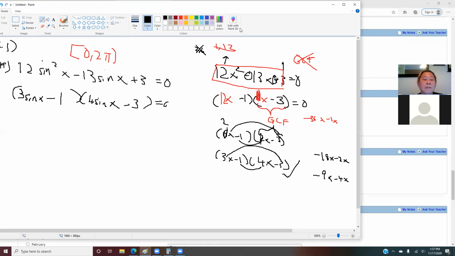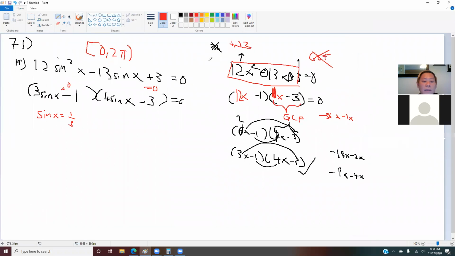And then what you need to do next in this case is make each one of these equal to 0, and solve for x here. So in this case, sine x is 1/3, and the other one, sine x is 3/4. So like solving an equation. And after that, you have to move your sine over. So this will be arc sine, and then this is also arc sine.